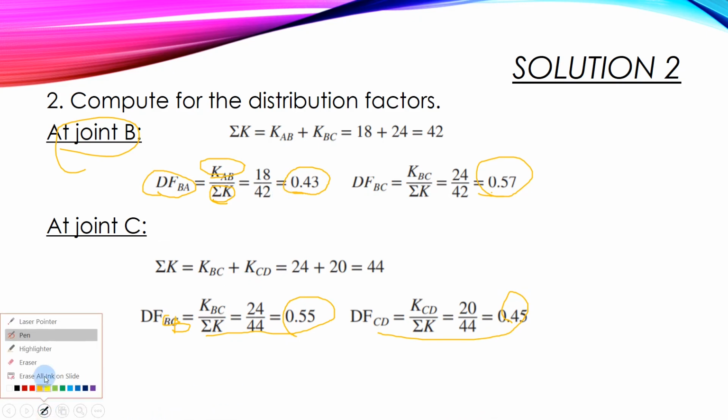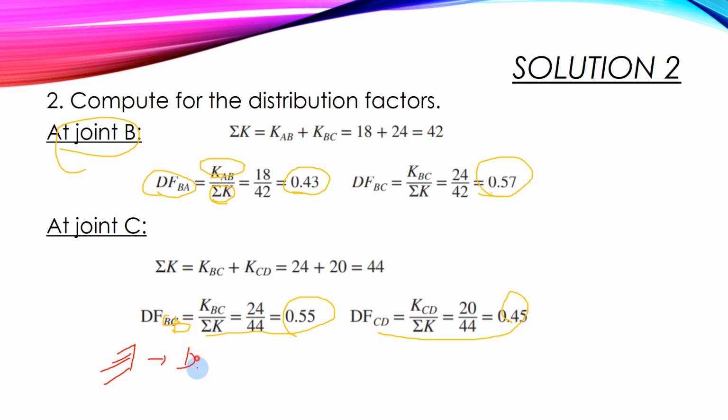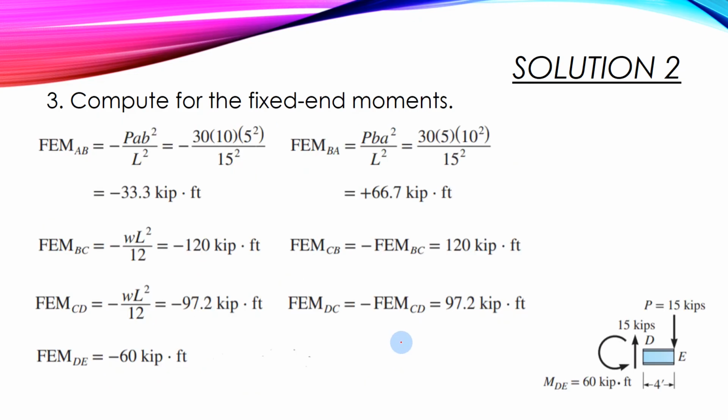Okay, so if the far end is fixed, the DF is 0. If the farthest end is a hinge or roller, then DF is 1.0. So these are the DFs.